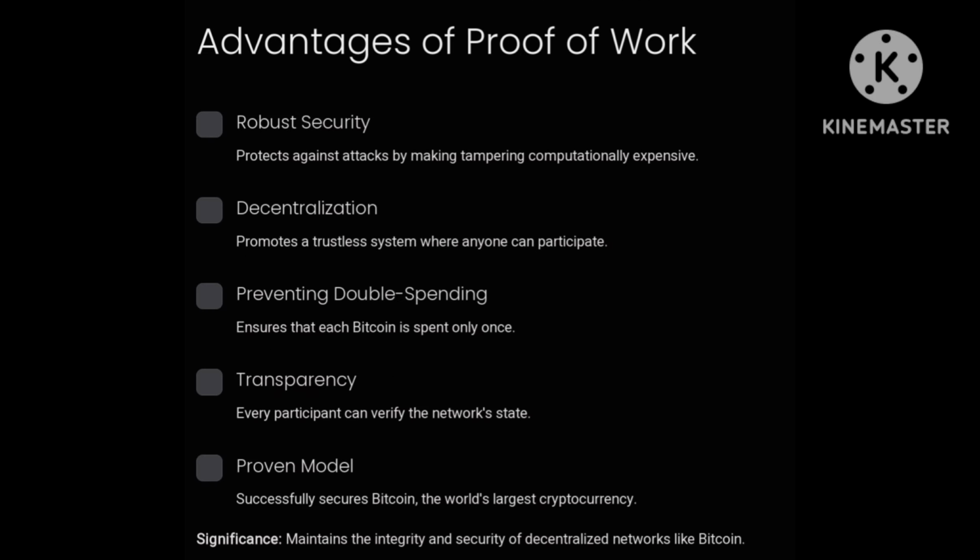Slide 7. Advantages of proof of work. 1. Robust security. Tampering requires massive computational effort, deterring attacks. 2. Decentralization. Promotes a trustless environment where no single entity controls the network. 3. Prevents double spending, ensures every Bitcoin is spent only once. 4. Transparency. All transactions are verifiable by participants. 5. Proven model. PoW has successfully secured Bitcoin for over a decade.